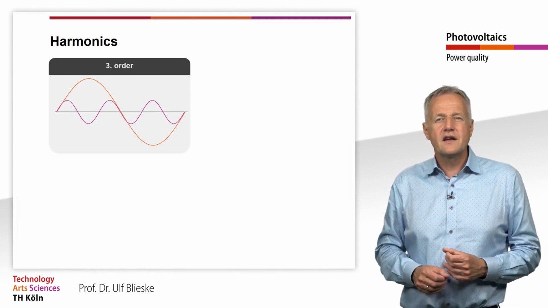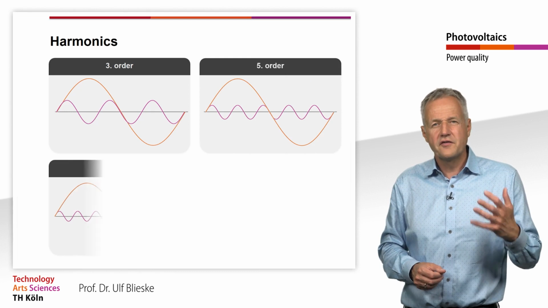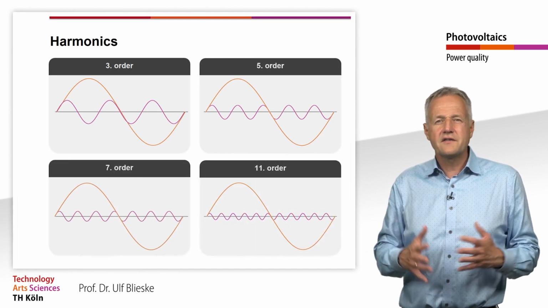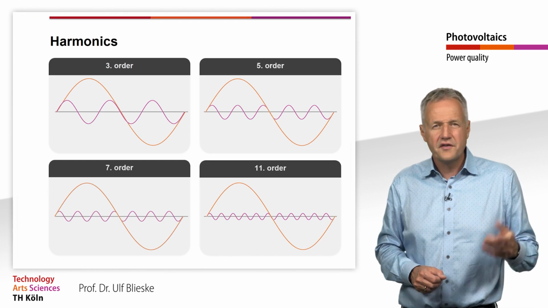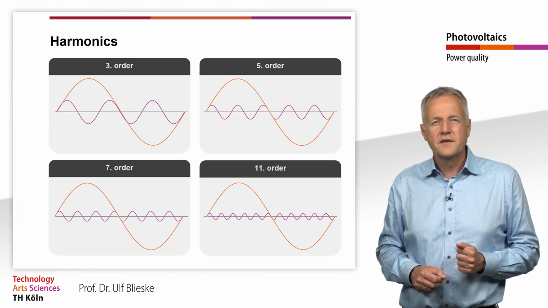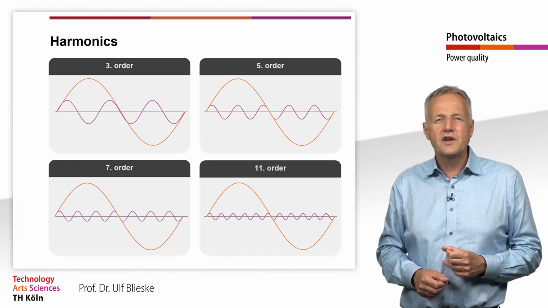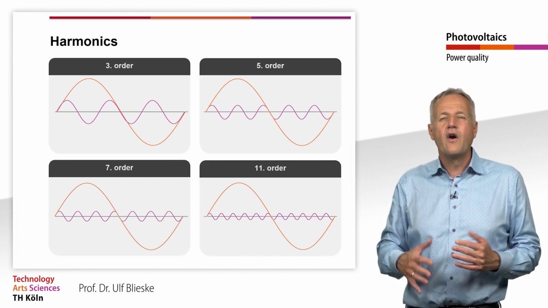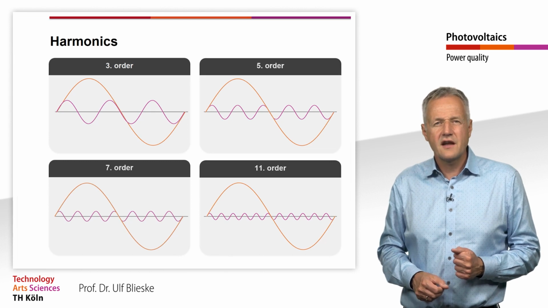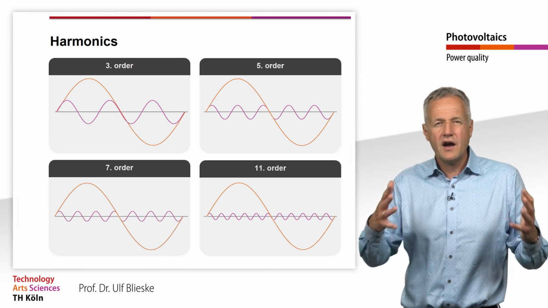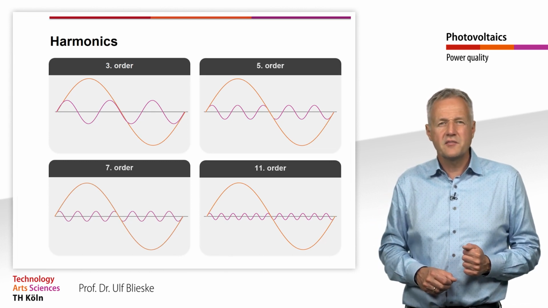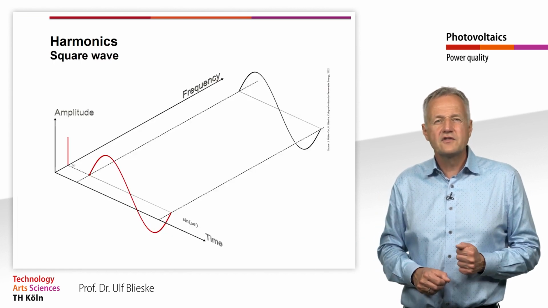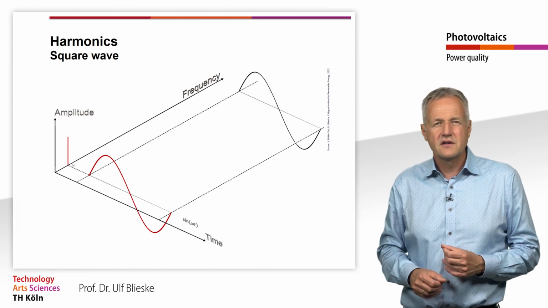In the same way, there are also harmonics of the 5th, 7th or 11th order, as well as all other integer multiples of the fundamental frequency. Note that the harmonics are shown here with lower amplitude than the fundamental. However, the harmonics can as well have equal or even higher amplitude than the fundamental. But what do harmonics have to do with alternating current?